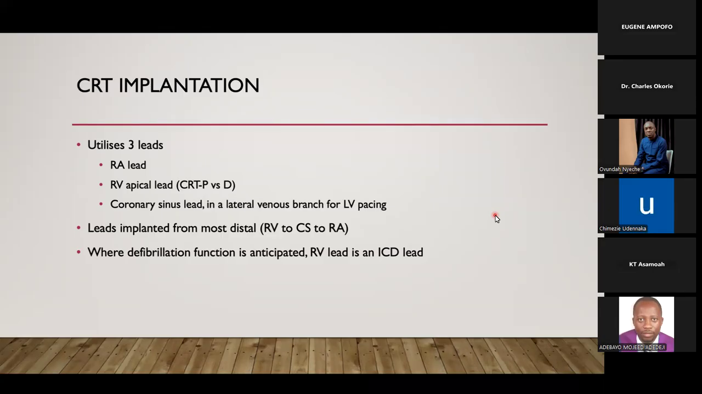And when it's being implanted, it's done from distal to proximal. So you start from the right ventricle, then put in the coronary sinus lead, and then the right atrial lead, which goes into the right atrial appendage. The reason for doing this is you don't want to disturb what you've already put in, because if you put in a lead and then you go manipulating, it may come out and then you have to start again. And where defibrillation is anticipated, then the RV lead will need to be the shocking coil.